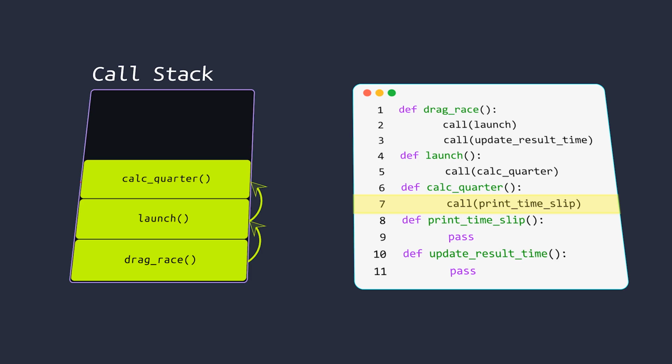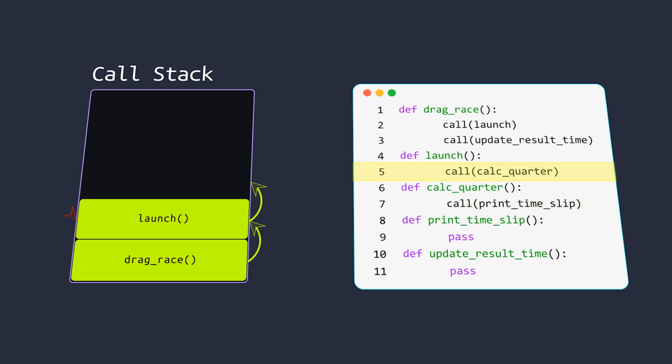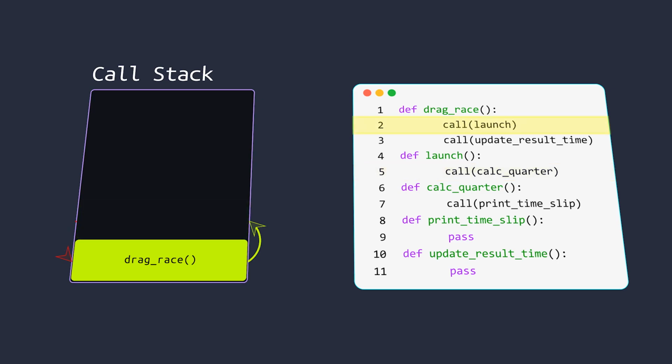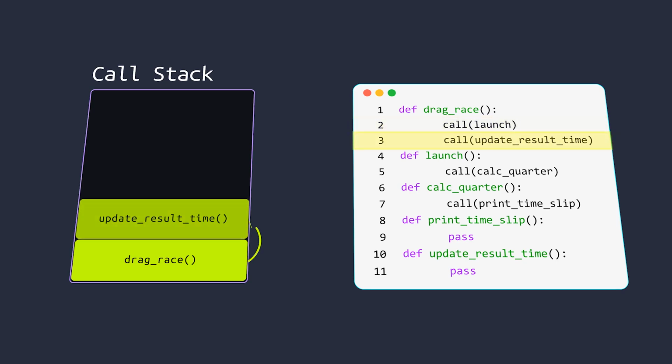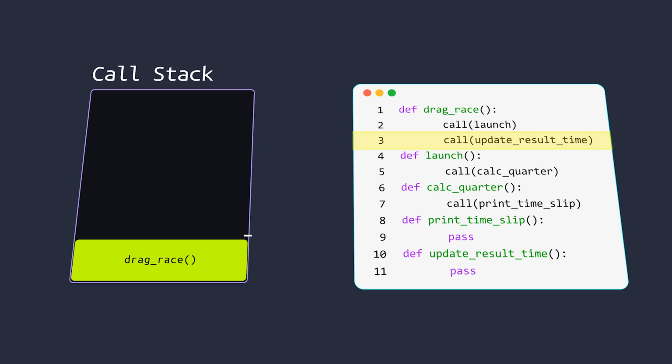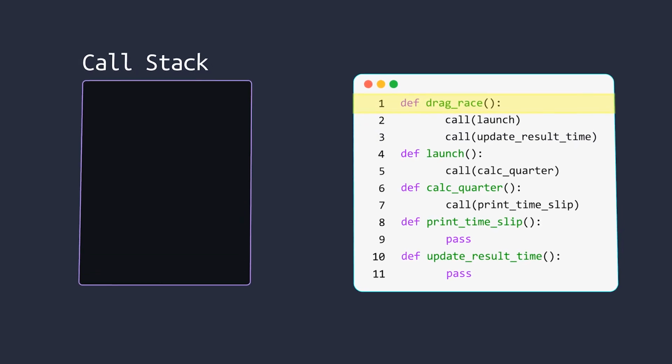And since it returns None to calculate quarter, calculate quarter returns None as well. So it's also being popped off the call stack. Cool. We've finished our launch function. Now it's time to call update results time. Push it onto the call stack, update results time, and once it's done, return back to the drag race and pop it off the call stack again. And now we're left with the drag race, which then effectively also gets popped off the call stack.